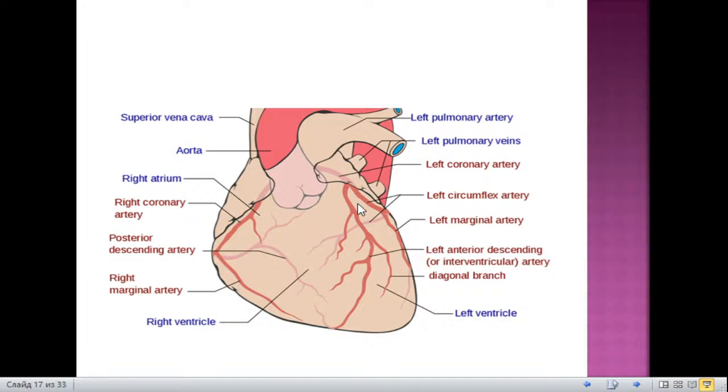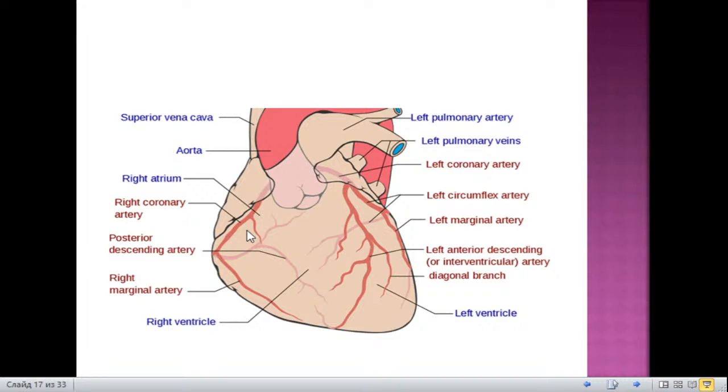After that it gives off the next important branches such as the anterior interventricular artery. After that, the left circumflex artery, and rarely the left marginal artery. The right coronary artery gives off the right marginal branch, or right marginal artery, and the posterior interventricular, here it is given like posterior descending, but it's the same.